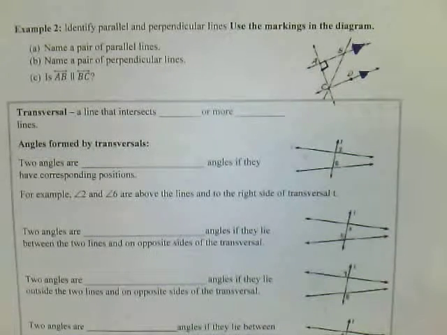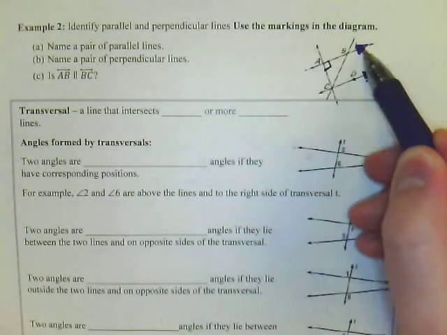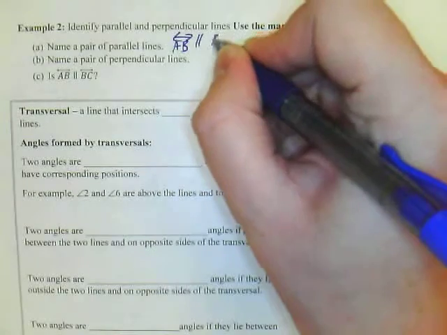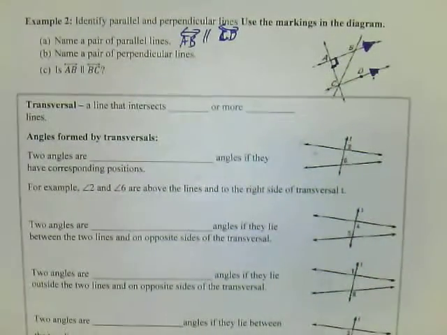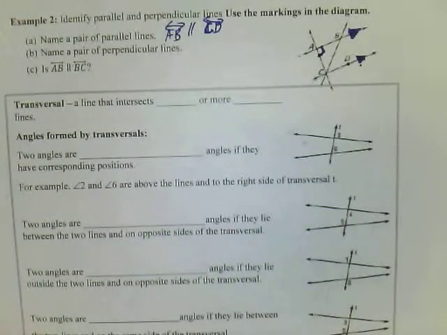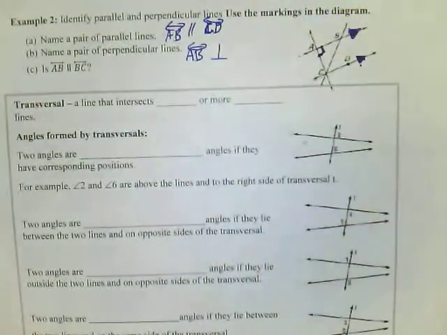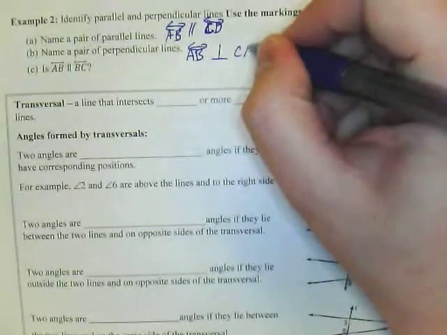Okay, so part A. Name a pair of parallel lines. Well, we've got the markings here and here indicating that this line is parallel to this line. So let's say that line AB is parallel to line CD. If we want some perpendicular lines, well, we've got a right angle right here. We can say that those lines are perpendicular. So we could say that line AB is perpendicular. Again, that's the upside down T, the perpendicular symbol. So we could say line AB is perpendicular to line CA.